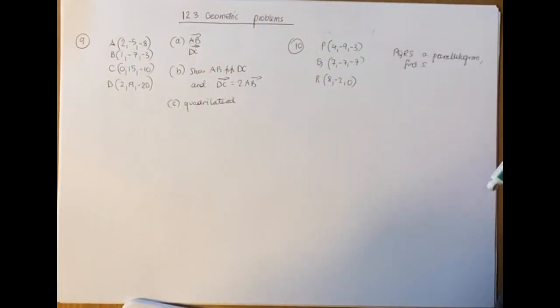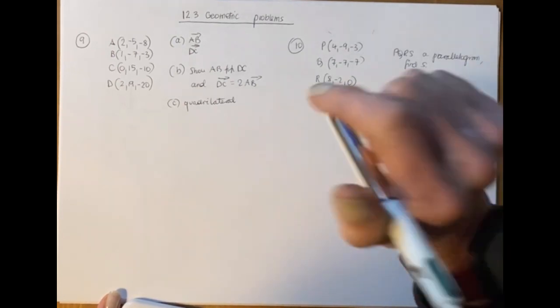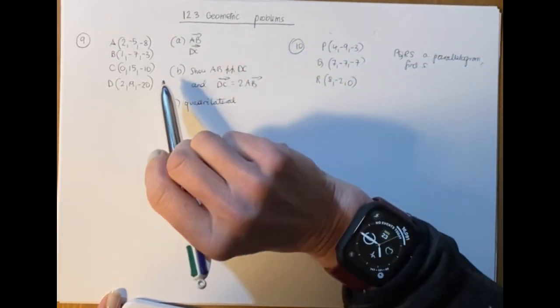Section 12.3 deals with solving geometric problems. So let's just go straight away into example 9. I would always sketch it, even though it's in 3D. You might think, well, how am I going to sketch it? Just give it a go. You can only sketch a 2D representation of the picture that you might have in your mind.